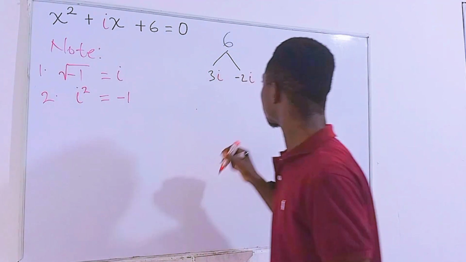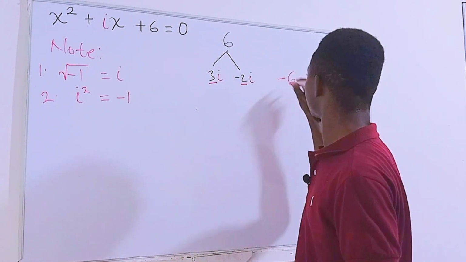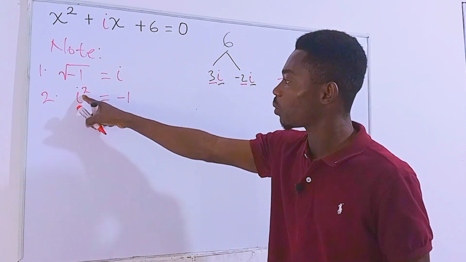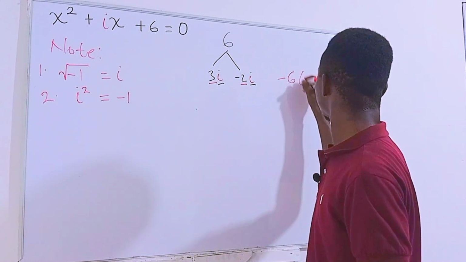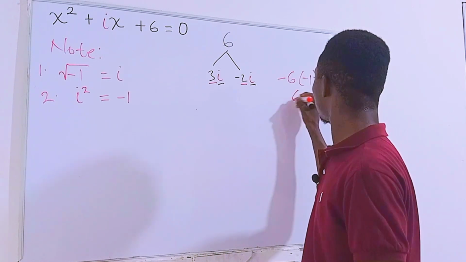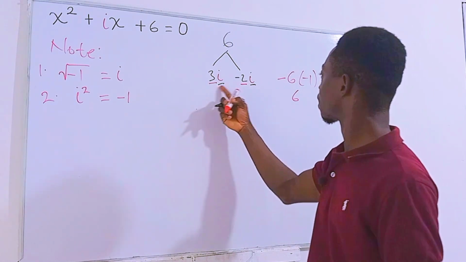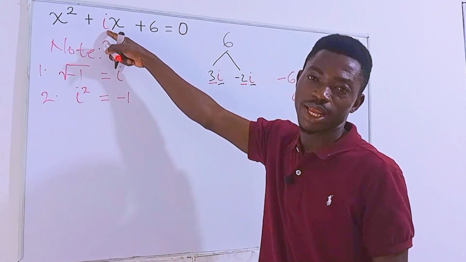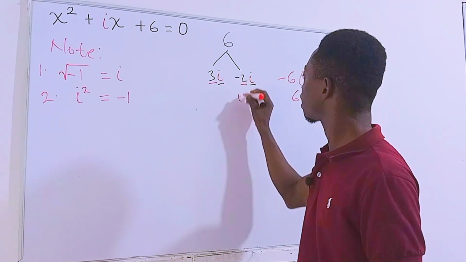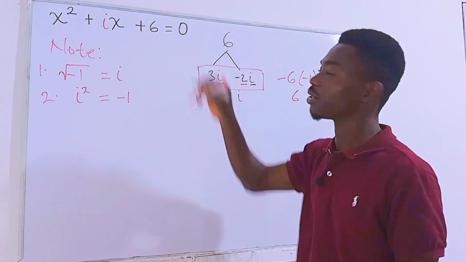So let's see. 3 times -2, that is -6. Then we have i times i, that is i squared, which is -1. -6 times -1, that is +6, as we have it right here. Now let's figure out if we sum these two factors, we are going to get i. And clearly we can see that 3i minus 2i is just i. So it means that these two factors will actually satisfy this equation right here.